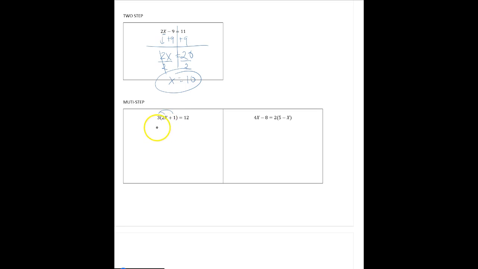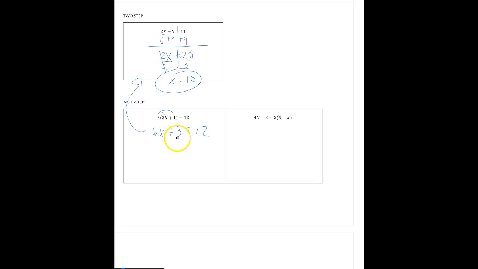Well, 3 times 2x would make 6x. And then what is 3 times that 1? Well, it's just a 3. So there's a plus sign right here. I'm going to recopy, and then 3 times 1 is 3. So that should be your first step.